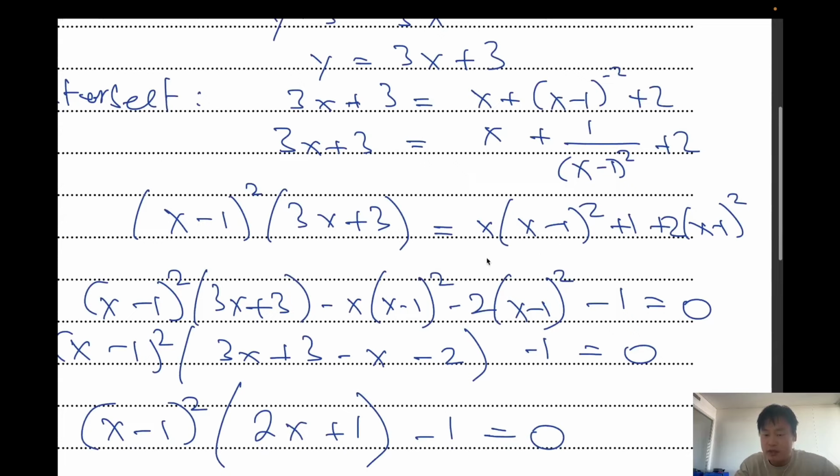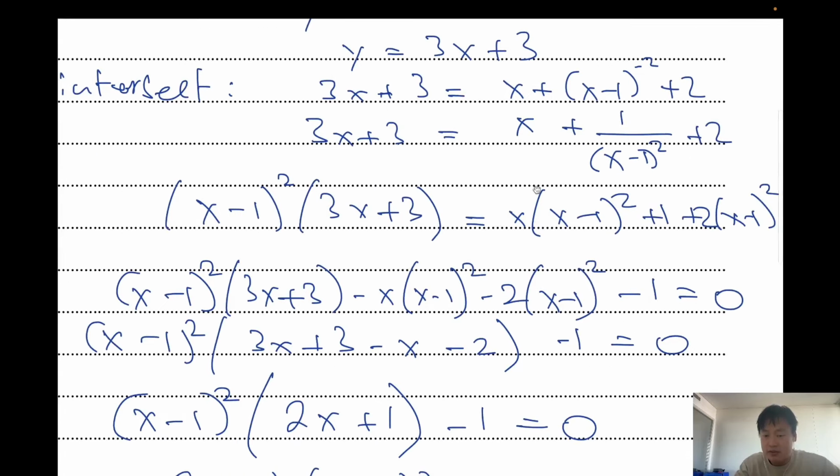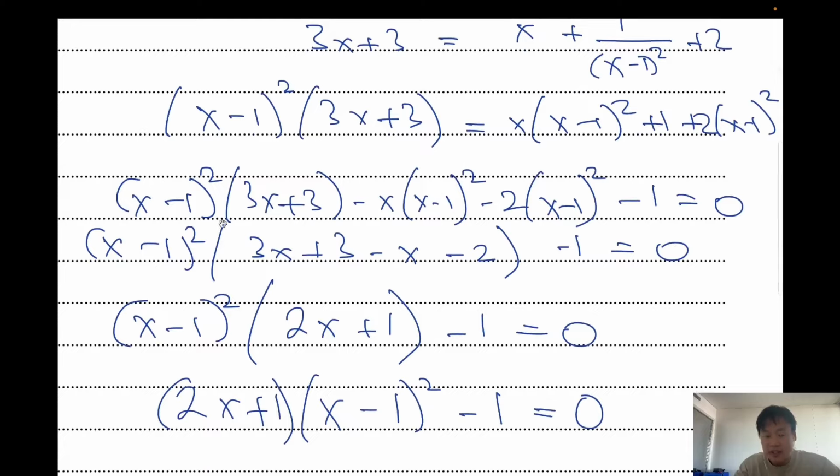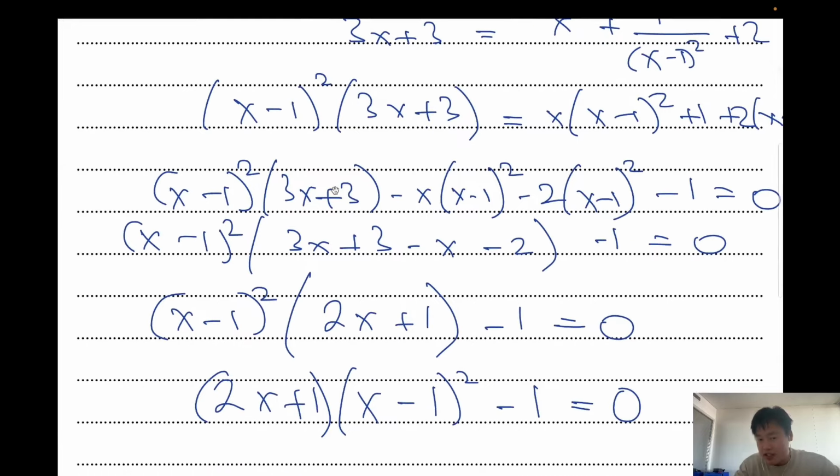So we move everything here to the left hand side. This is a product, minus x bracket x minus 1 squared, minus 2 minus 1 equals 0. And it's already starting to look more like this, agreed? And this is where we realize x minus 1 squared times this, x minus 1 squared times this, x minus 1 squared times this. Oh, it can be factorized, can't it?